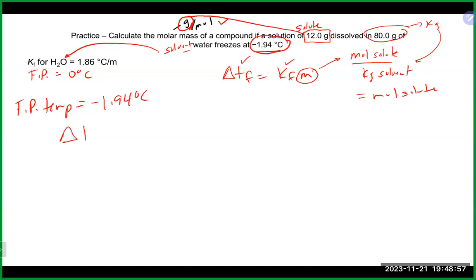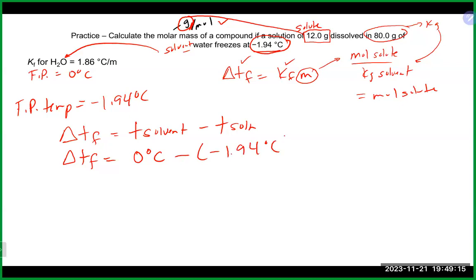So again, if we go back to our change in freezing point temperature, that's the temperature of the solvent minus the temperature of the solution. That means that the change in freezing point temperature would be 0 degrees Celsius, which is where water normally freezes, minus a minus 1.94 degrees Celsius. That is how we get rid of the negative that we really don't want in this case, and that's where that comes from. Any questions on that? That 1.94 is actually the change in the freezing point temperature and really what you want to use in this formula, so you don't get any negative numbers.